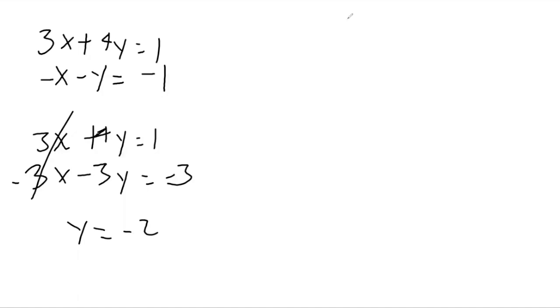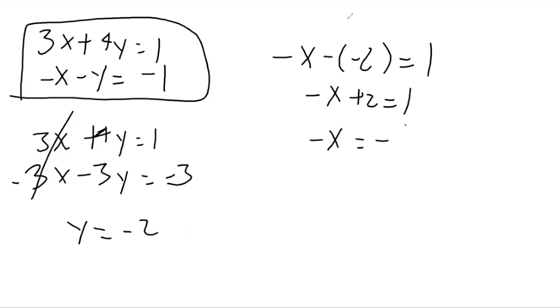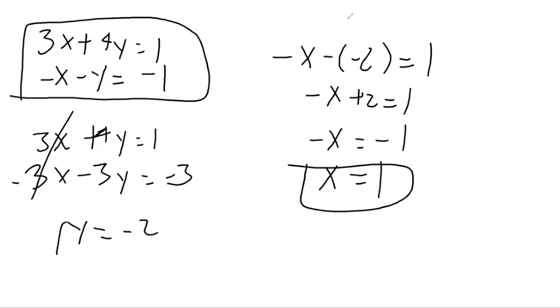So now we can plug negative 2 in for y in one of these original problems. It doesn't make a difference which one. I'm just going to do the second one because it has fewer constants in front of the variables. So we have negative x minus negative 2 equals 1. So negative x plus 2 equals 1. Negative x equals negative 1. x equals 1. So we have both our variables solved for.